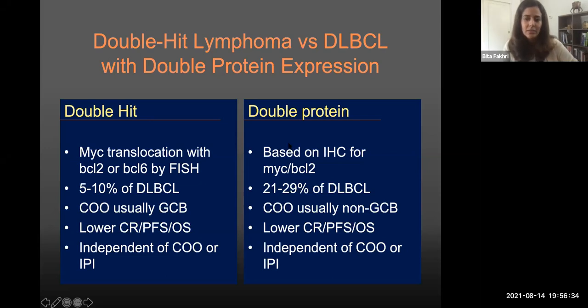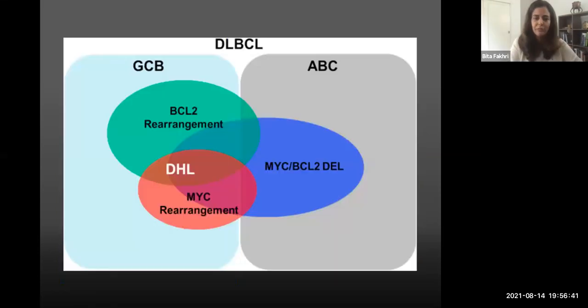And then again, just having double protein expression also makes it slightly more difficult to put the lymphoma in remission.